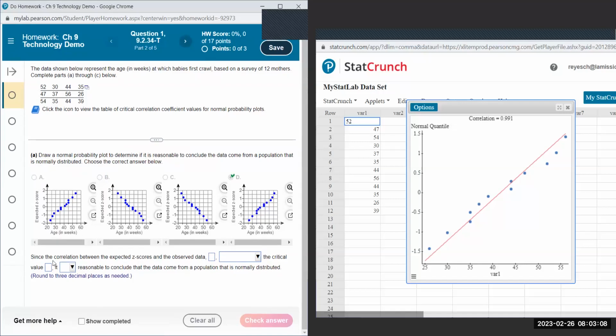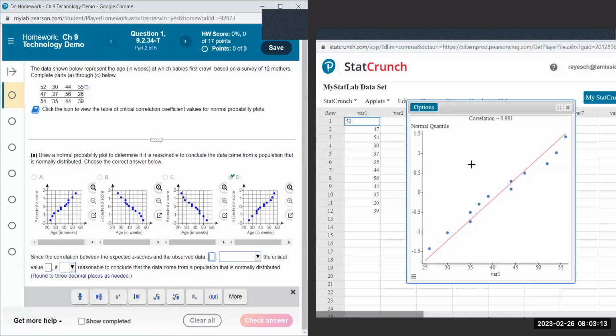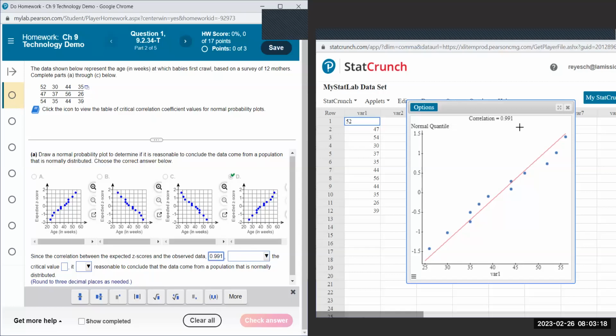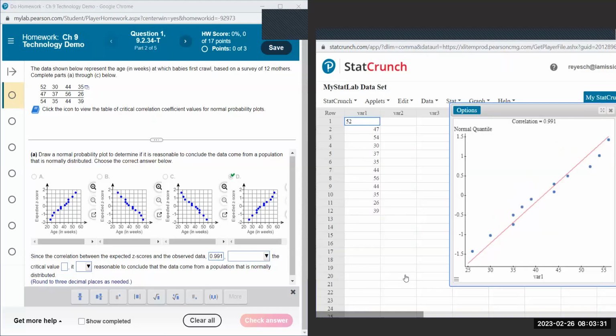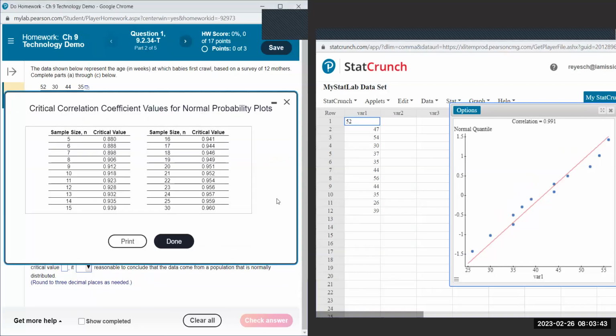And now we're going to say, since the correlation between the expected Z-scores and the observed data, which in my case is 0.991. If nothing is showing up there, go back to Options, Edit, and make sure you select the correlation statistic there. And now we want to compare that and see if it's higher than what's on the table. We have to meet the requirement that it has to be greater than the cutoff for us to determine that there is a relationship. So we have to look for our sample size, which is 12.